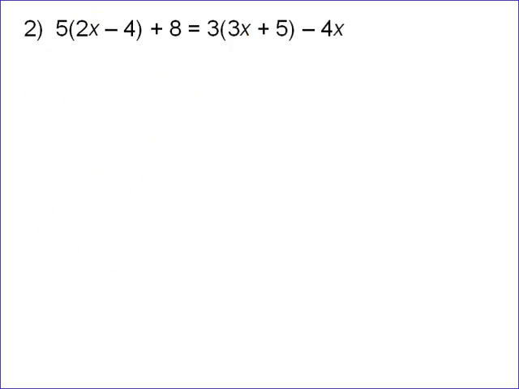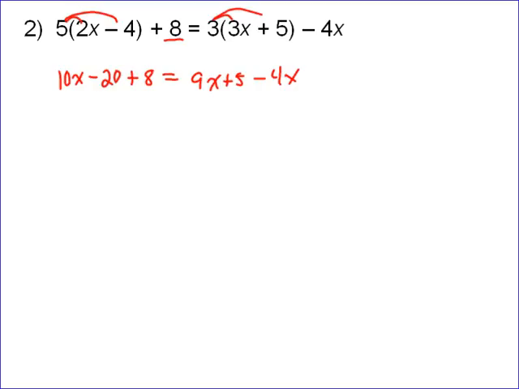Okay, the second problem is very similar. You just have to do simplification. So it's just a step-by-step problem. The first step is going to be distributive property. 10x minus 20, and then plus 8. I haven't done anything with that 8 yet, so I just have to keep it added on. Same thing on the other side, 3x times 15, so 9x plus 5, and then I'm subtracting 4x.